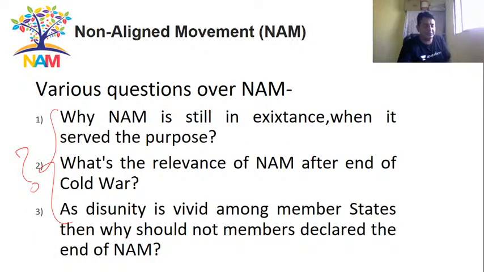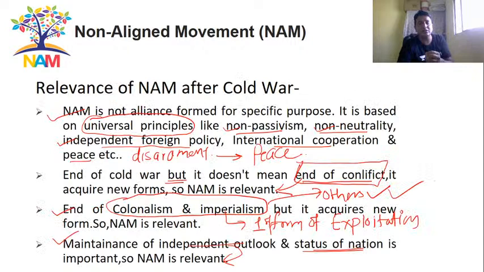Next, there were several question marks over the role of NAM, whether NAM is relevant till today, it served the purpose, where it is having disunity, why should we not dissolve it? So the answer lies in the principle over which NAM is based. As we mentioned, it is not established for any particular purpose. It is based on universal principle, and this universal principle always supported the idea of peace, and peace is required worldwide, so NAM is important.